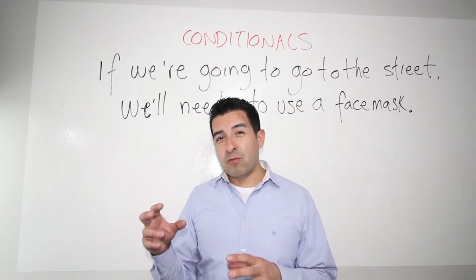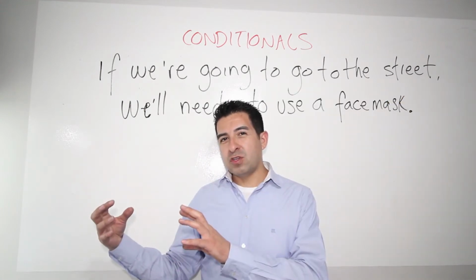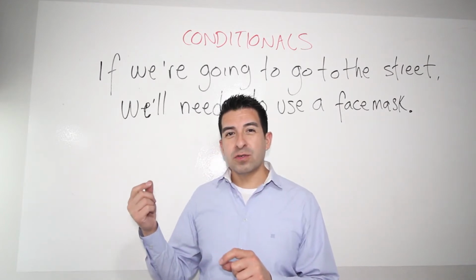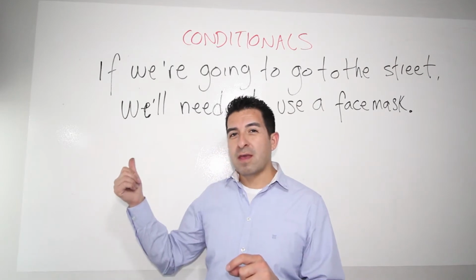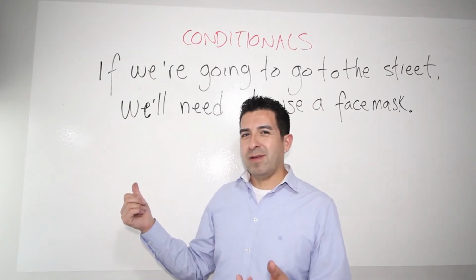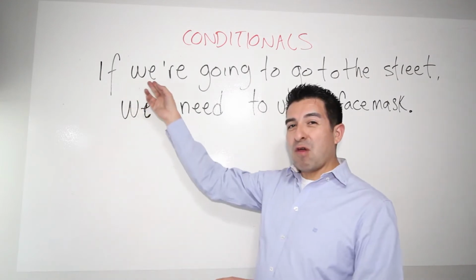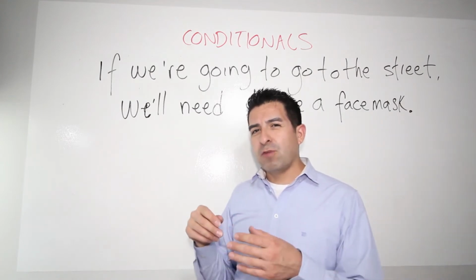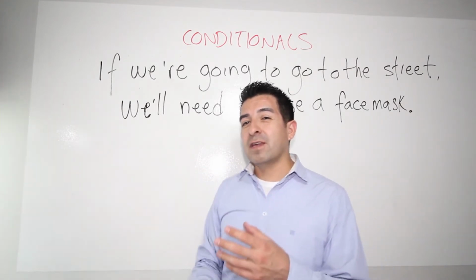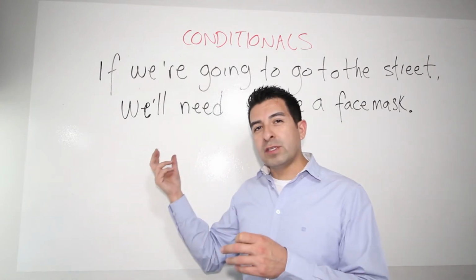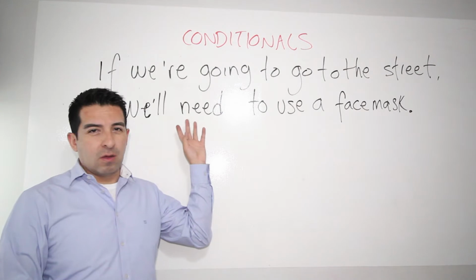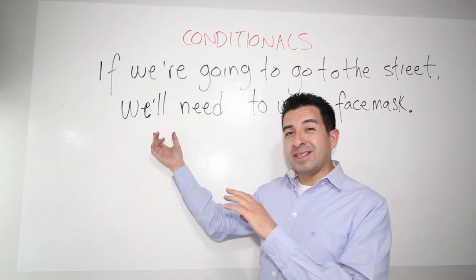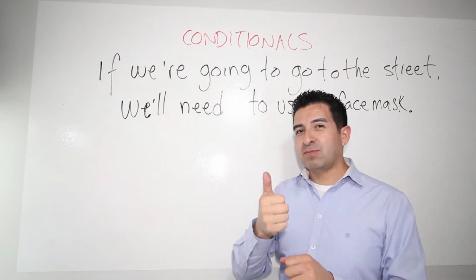I've told you before that in the real conditionals we have to use present simple or past simple. In this case it's also real conditionals and we are using going to. How come? This way. If we are going to go to the street, that's a conditional. If you are going to do something, in this case, if we are going to go to the street, we will need to use a face mask. Remember the will in this case? Going to, it's possible.